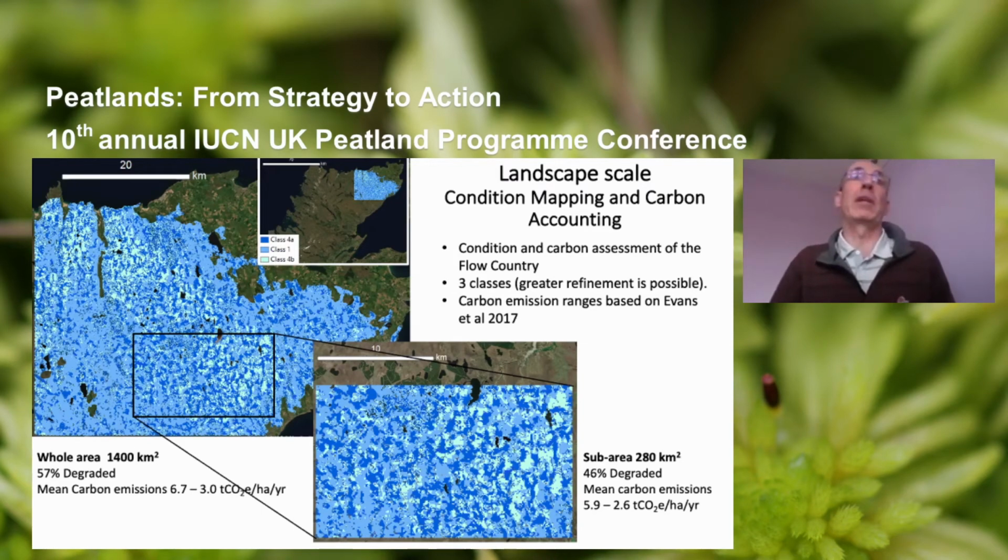And what that gives you is for the whole area, we've got 57% of that's degraded with a mean emission of 6.7 to 3 tonnes, somewhere in that region, of CO2 equivalent per hectare per year. And then we can zoom into higher resolution, then obviously higher resolution still, as you saw in the previous image. And for that slightly better area in the centre, we've got about 46% degraded using our scales, and obviously a better emission factor for the site as a whole.